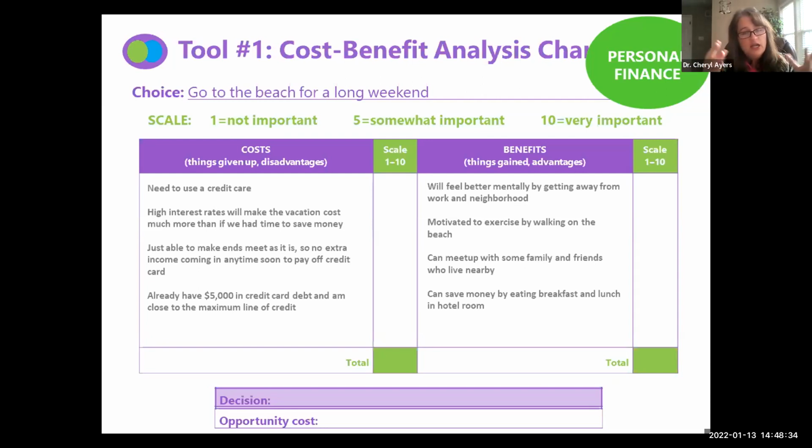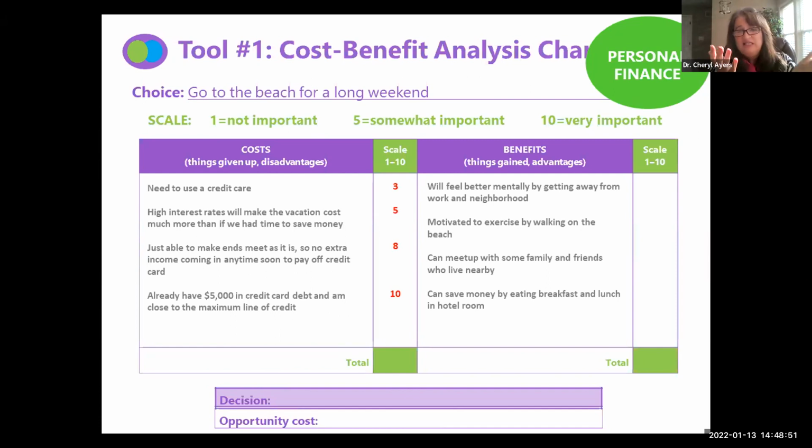If you look at this, you might think, I'm not sure what to do, because it looks like the costs equal the benefits. Not so much. This is why we put the numbers in. Each of these things is not equally important.